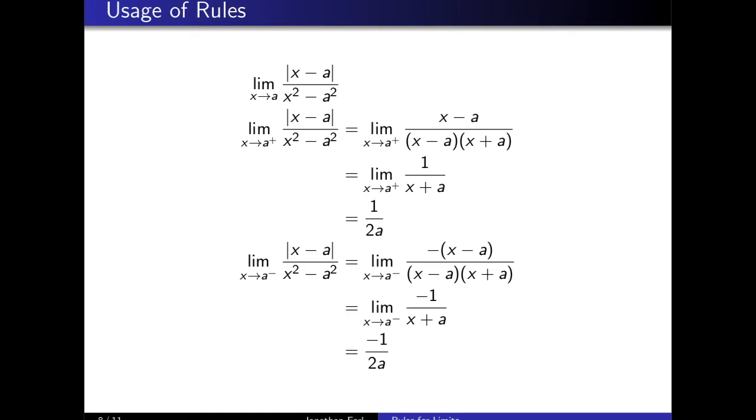But because 1 over 2a is not equal to minus 1 over 2a, that'll tell us this limit will not exist, because the left and the right side limits are not the same. And we said last time that a limit exists if and only if the left and the right side limits are the same, and that common value is the value of the limit. So because the left and the right side limits don't agree, our two-sided limit does not exist.